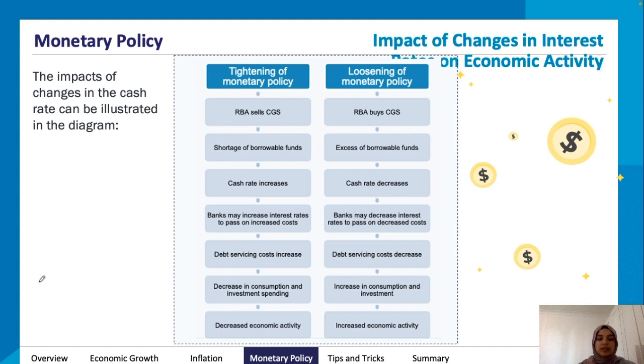Then debt servicing costs increase. Interest rates increase. That is the one that's going to impact consumers. Therefore we see a decrease in consumption and a decrease in investment spending, right? Then we have decreased economic activity. So this is the role that the change in interest rates plays on economic activity. And it all started off with an increase in the cash rate. So you can see that flow.